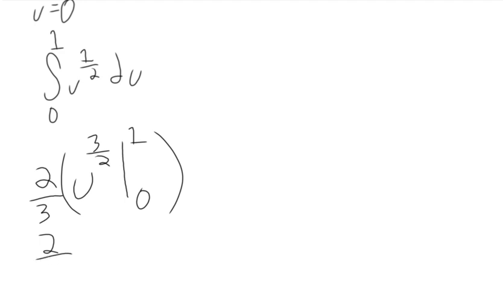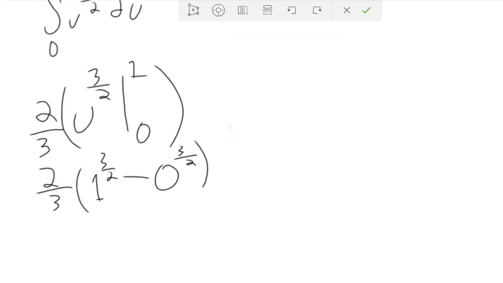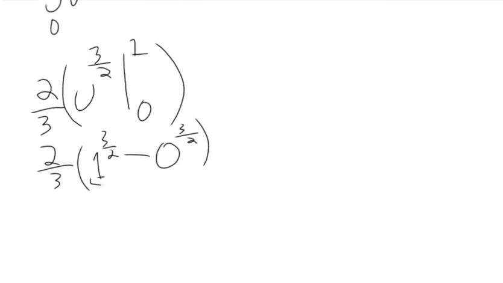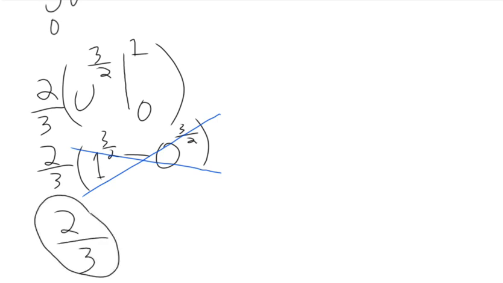So we'll say that this is equal to 2/3 times 1 to the 3/2 power minus 0 to the 3/2 power. 1 to the 3/2 power is 1. 0 to the 3/2 power is 0. 1 minus 0 is 1. Multiplying by 1 doesn't change anything, so this factor cancels itself out. And all we're left with is 2/3, and this is the solution to the integral. And if you'd like to put that in the calculator to check, you can.